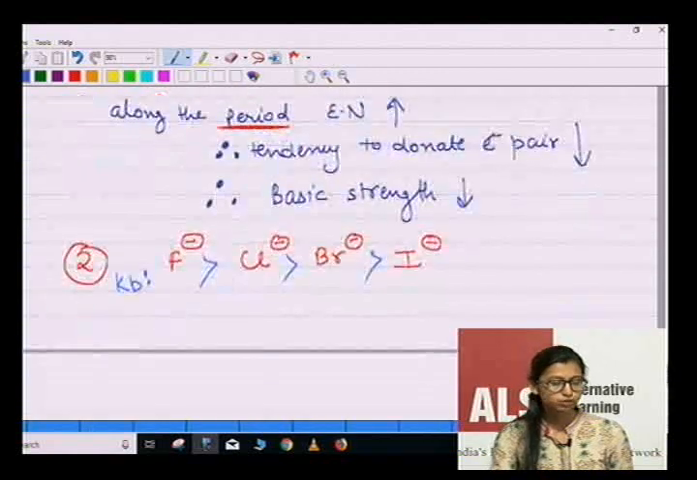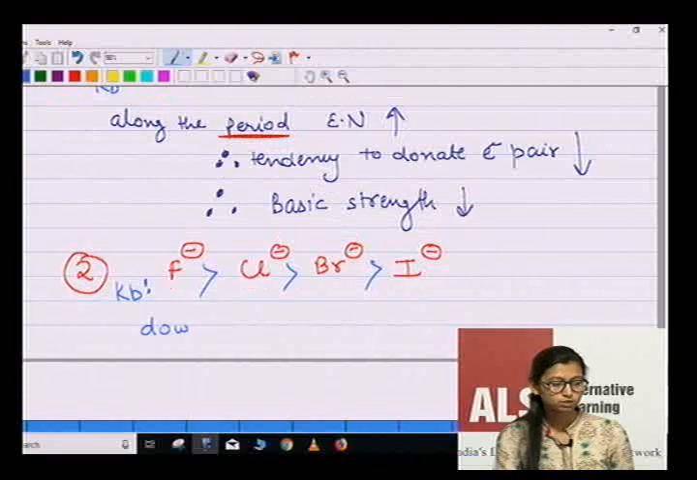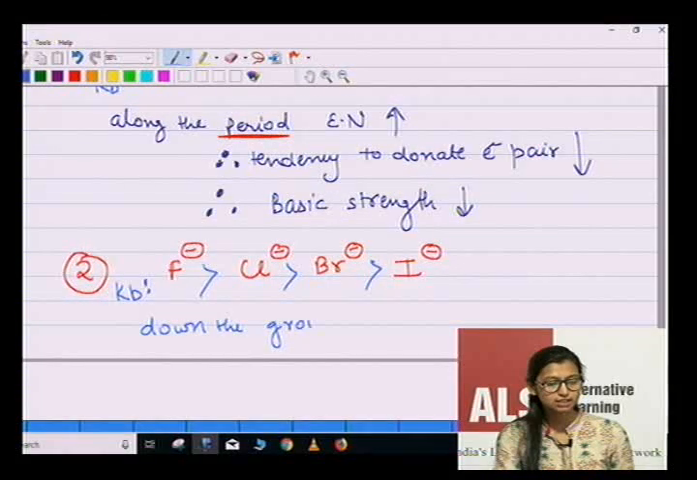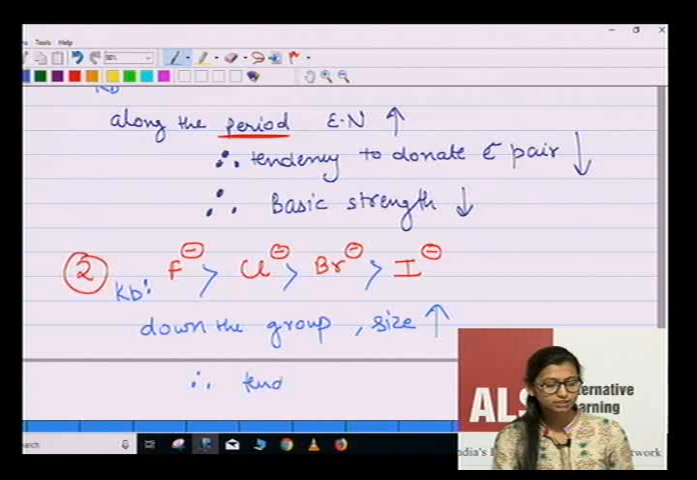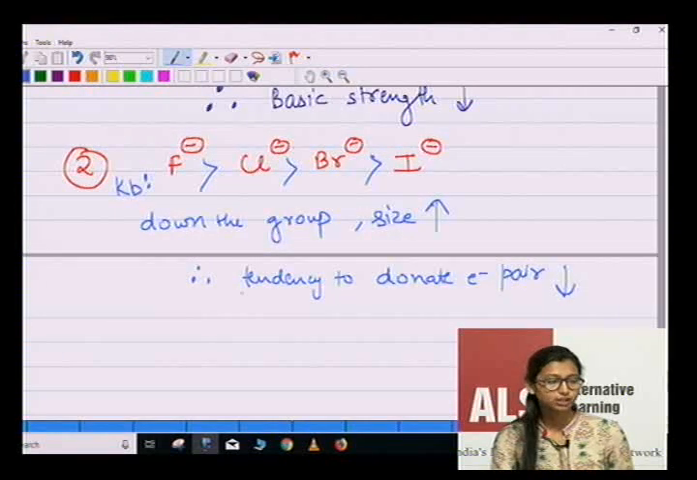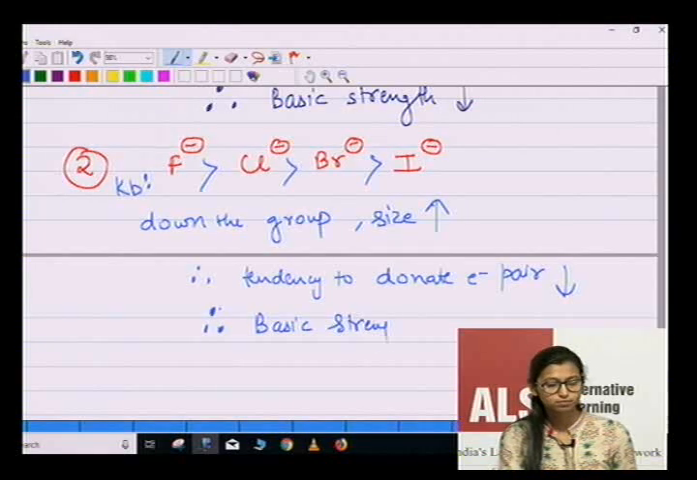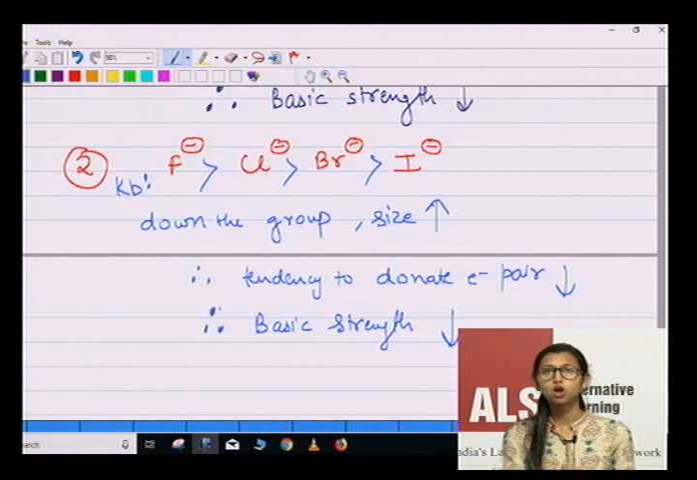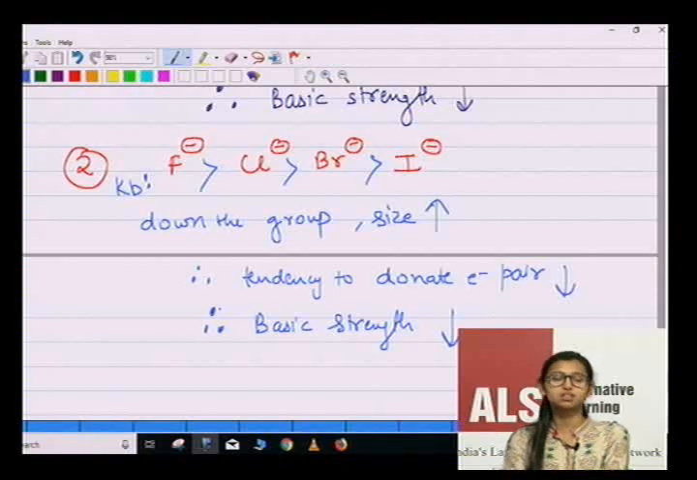And the same thing you have to write down the group: size increases. We talk about the size in a group. Down the group the size increases. Therefore, the tendency to donate electron pair decreases, right? Because it is stabilizing the negative charge. Therefore, basic strength decreases. So, along the period it decreases, and down the group also it decreases. The basic strength decreases.